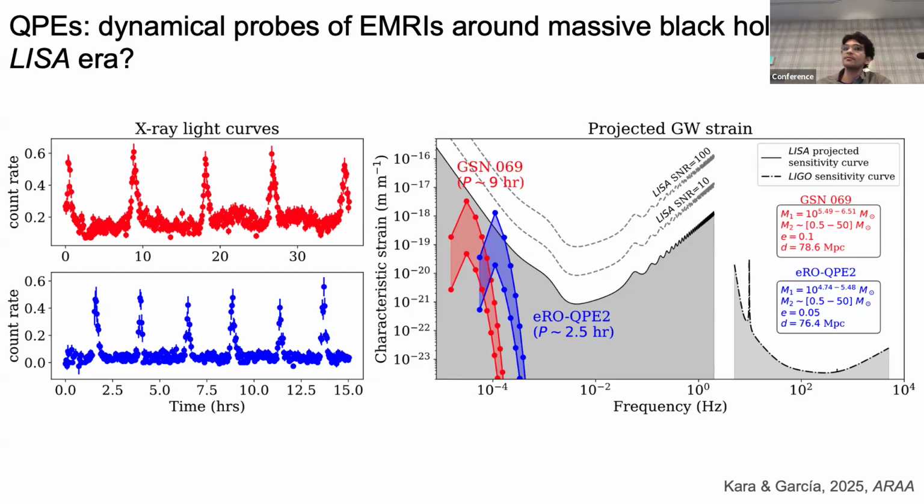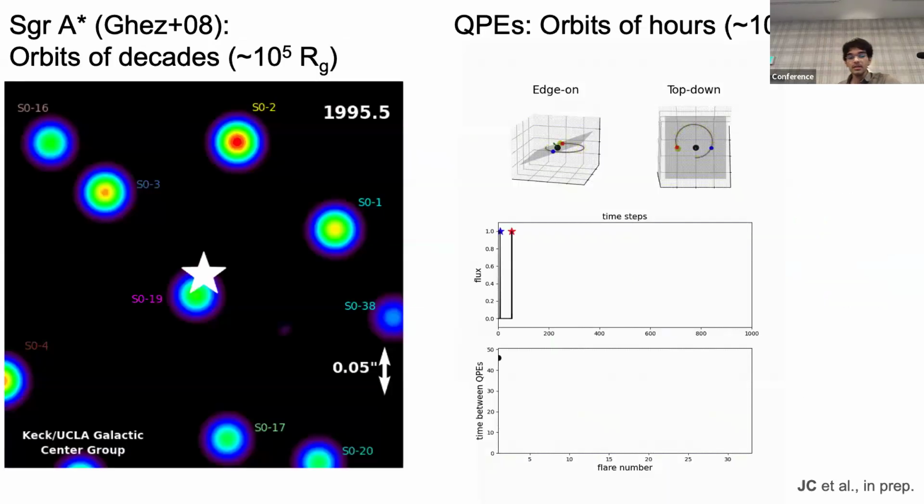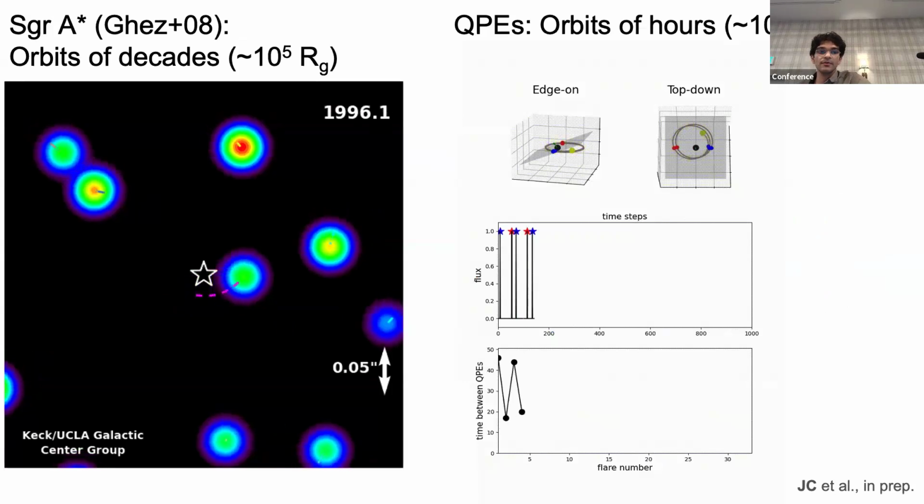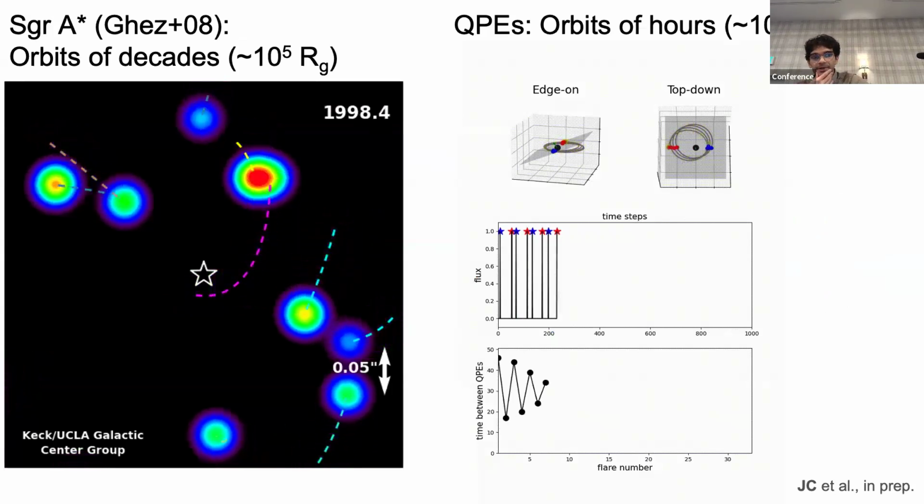The currently known sample of QPEs is at periods slightly too long to be LISA detectable, but it's still early days, and it's entirely possible that we find shorter period ones. But this means they can still be interesting and useful dynamical probes of their supermassive black holes.